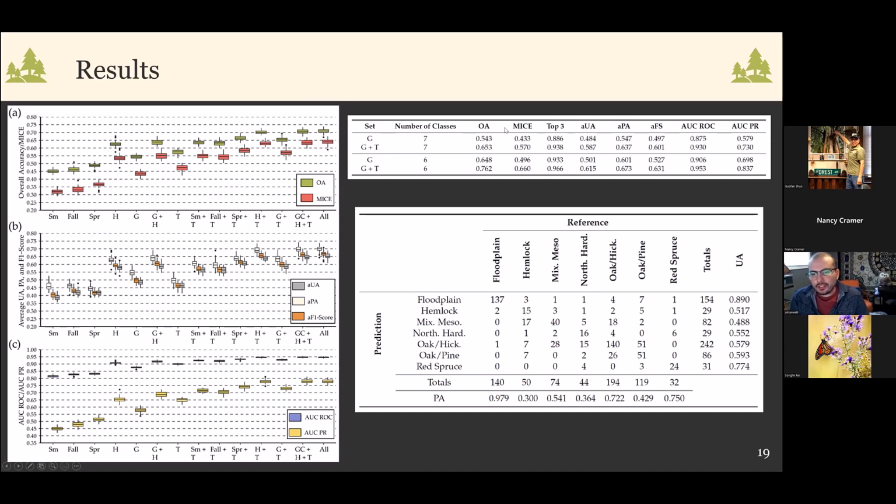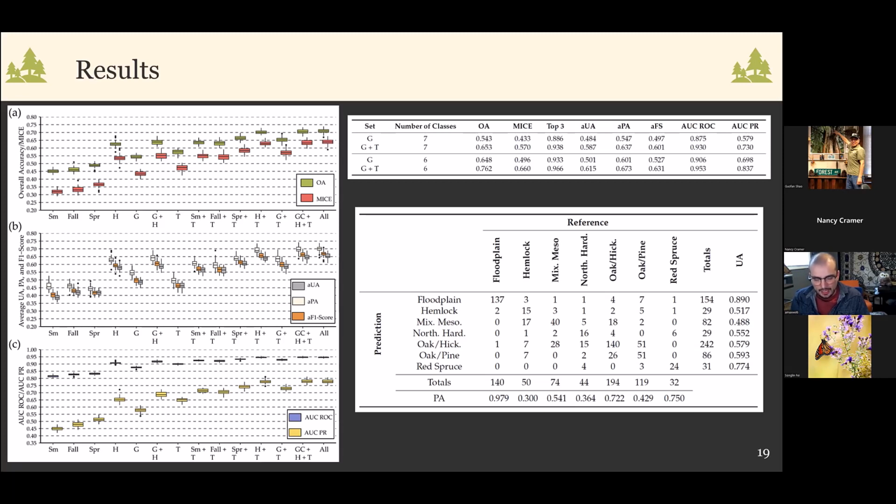And then we also looked at combining 2 classes that were heavily confused, specifically the oak hickory and the oak pine classes. You can see here they're pretty confused with each other based on the off diagonals. So we merged those into a single oak dominant class, and that increased the accuracy by roughly 10%. So our highest accuracy with those 6 classes using the GLAD and terrain data was roughly 76%. So again, that highlights the importance of what the class definitions are and what classes you're trying to differentiate.